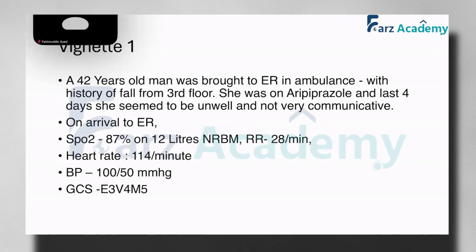So, a 42-year-old man was brought to the ER in an ambulance with a history of fall from the third floor. He was on aripiprazole and for the last 4 days he seemed to be unwell, not very communicative. On arrival, the person's saturation was 87% on 12 liters, respiratory rate high, tachycardia, blood pressure on the lower side, and a GCS of 9 by 15. He was bleeding from the right leg, with pain at the back of the neck, chest, and legs. Trauma code was announced, 2 large bore IV accesses were secured, and primary survey was started.